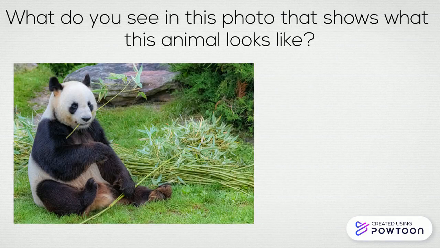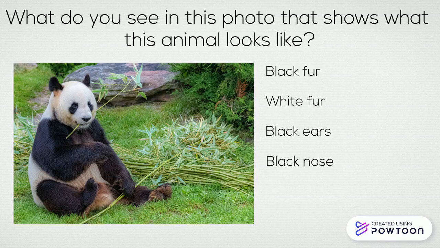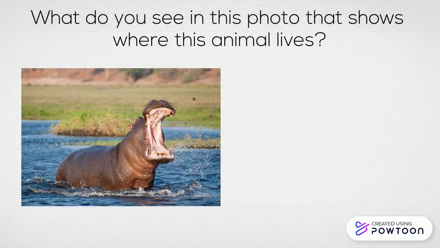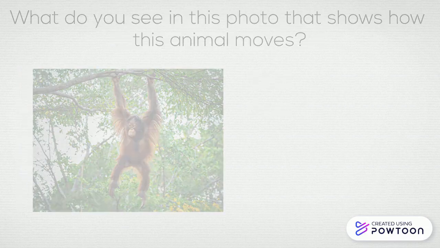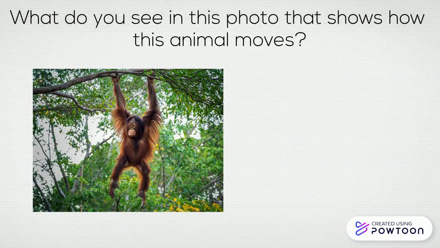What do you see in this photo that shows what this animal looks like? I see black fur, white fur, black ears, black nose, and black fur around the eyes. What do you see in this photo that shows where this animal lives? I see water and grass. What do you see in this photo that shows how this animal moves? I see that they're hanging in a tree, and they must have strong arms to be able to do that.